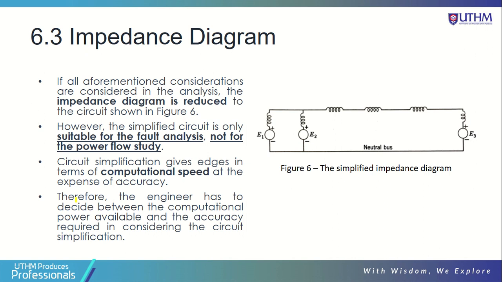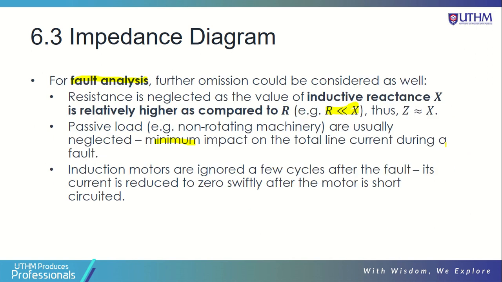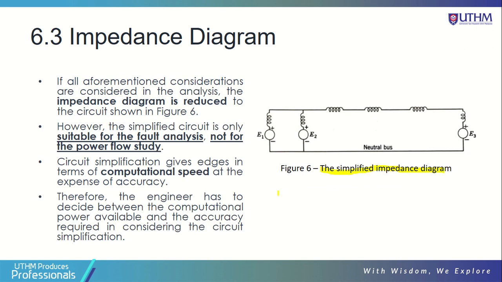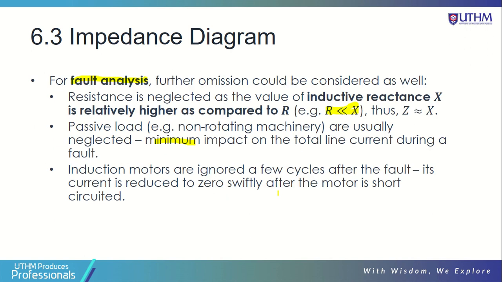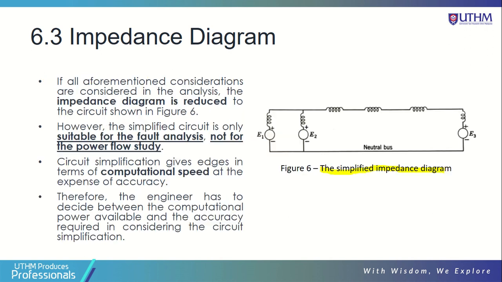Okay, this is the simplified impedance diagram from the previous impedance diagram. So we have E1, there is no R, E2, there is no R, we have only X for the transmission line. This simplified diagram is according to the simplification for the fault analysis. This is our simplified diagram. All the information and considerations are considered in the analysis.